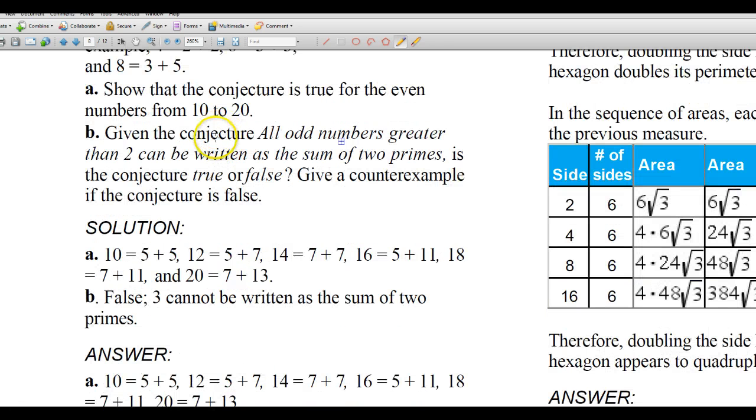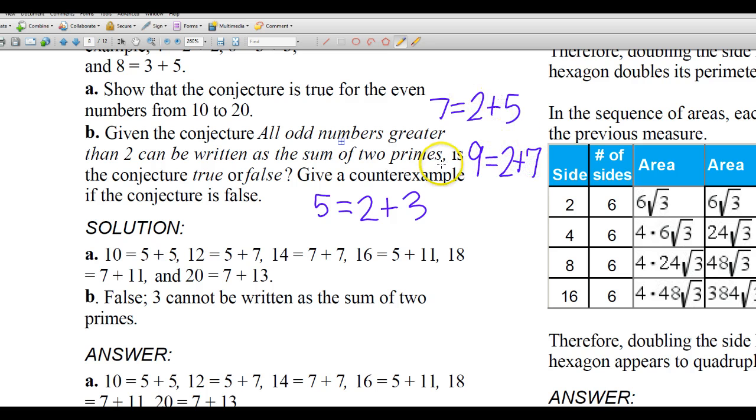Part B, given the conjecture, all odd numbers greater than 2 can be written as the sum of 2 primes. Is the conjecture true or false? Give a counterexample if the conjecture is false. So there are many cases where this is true. For example, if we take 5, we can express 5 as the sum of 2 primes, 2 and 3, or 7. 7 is an odd number greater than 2, which can be written as the sum of 2 and 5, or 9 can be written as the sum of 2 and 7.